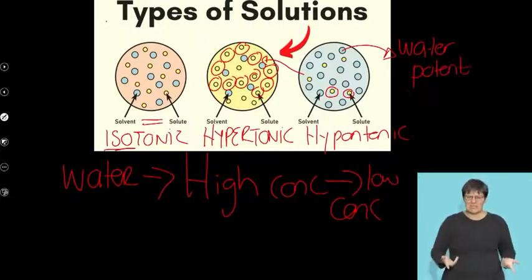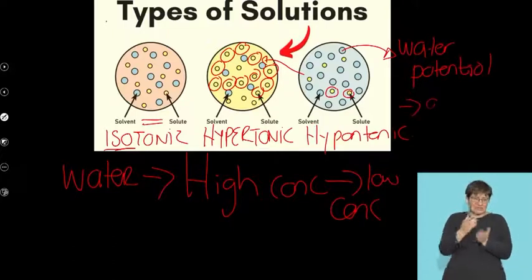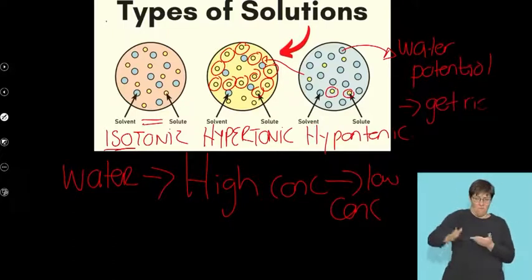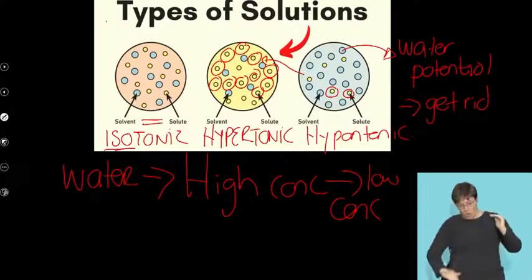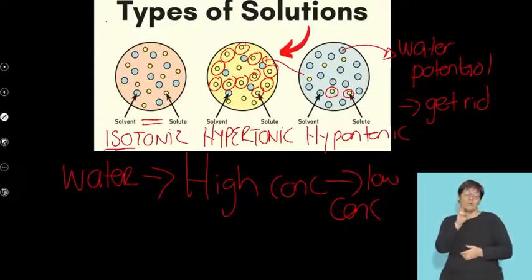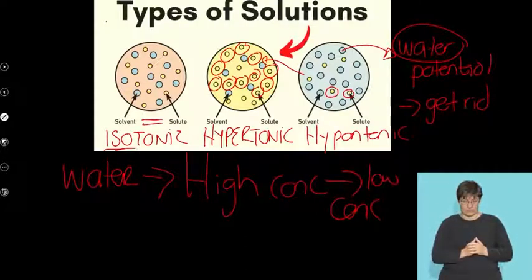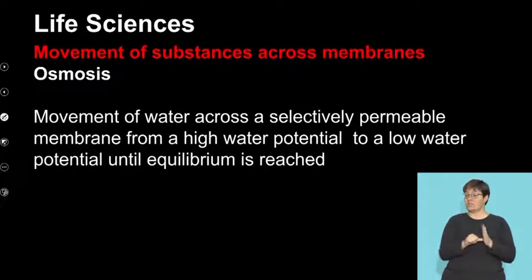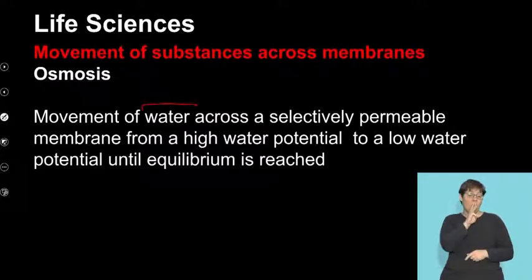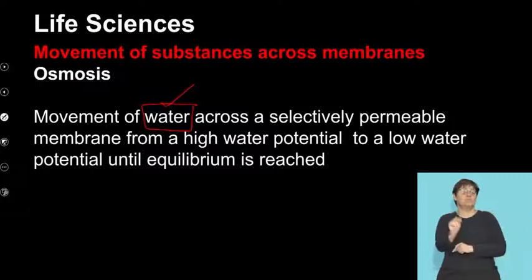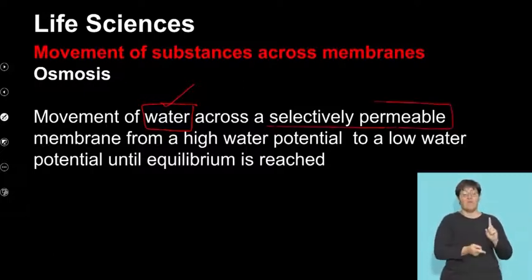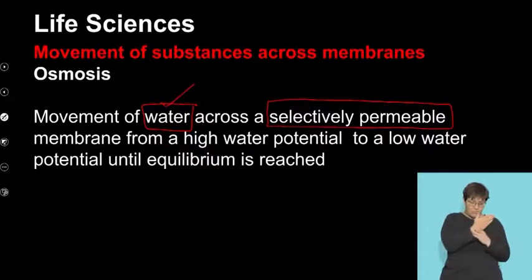And what does that mean? It wants to get rid of that water. Okay, so a high water potential to a low water potential. So water will always move from a high concentration to a low concentration. So guys, very important. What is osmosis? Now have a look. It's the movement of water, very important. Now, where does that water move across? It must go across a membrane.